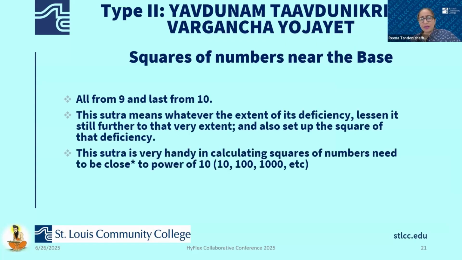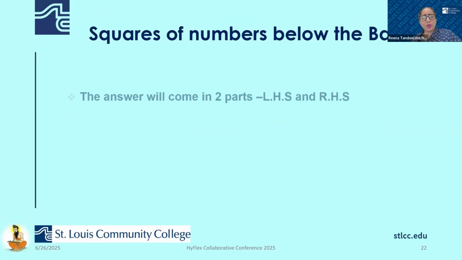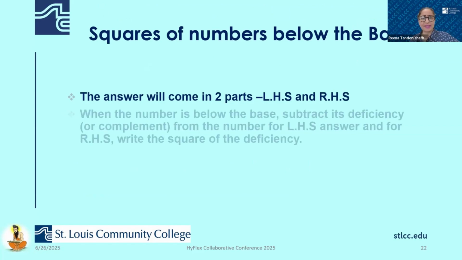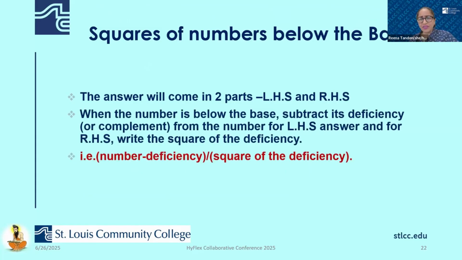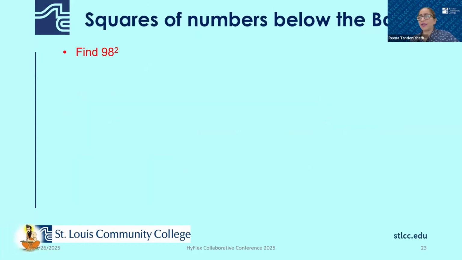I will elaborate. You have to check the base, whether it is 10, 100 or other. For example, in this question, I told you, in Vedic mathematics we always divide the question into two parts: the left hand side and the right hand side. Whenever you do any question, suppose it's deficiency, we will subtract the deficiency from the number and we will square the deficiency. Can you see it and tell me, for 98, how much deficiency we have? Can you write in the chat box how much deficiency we have?